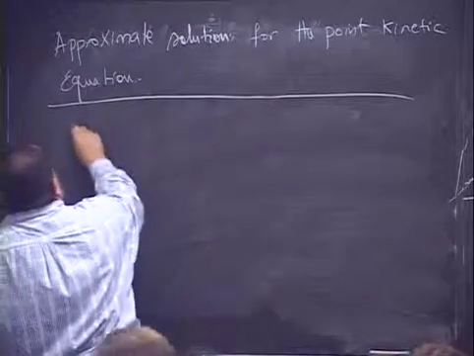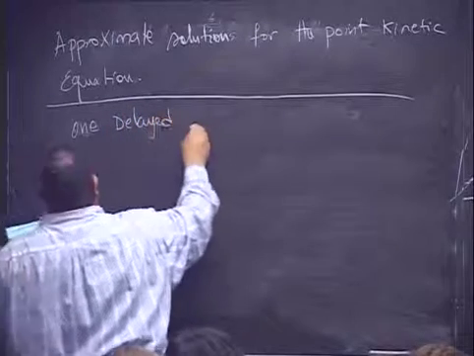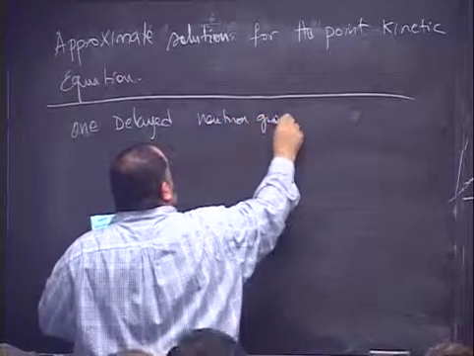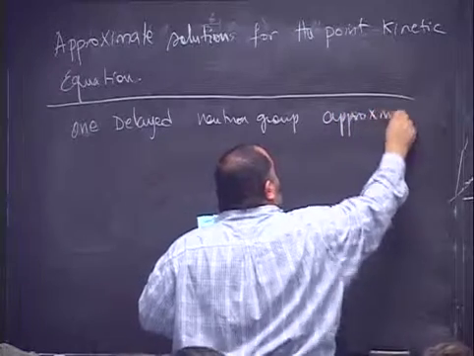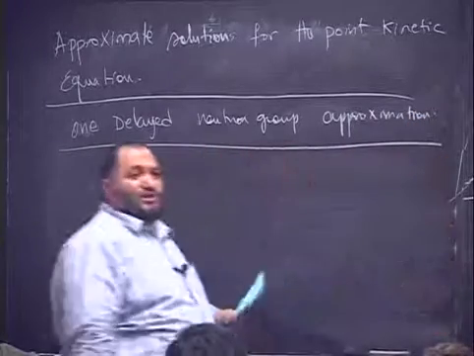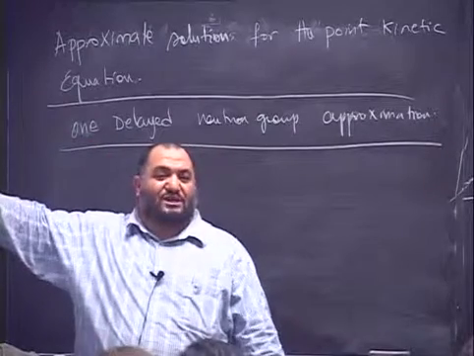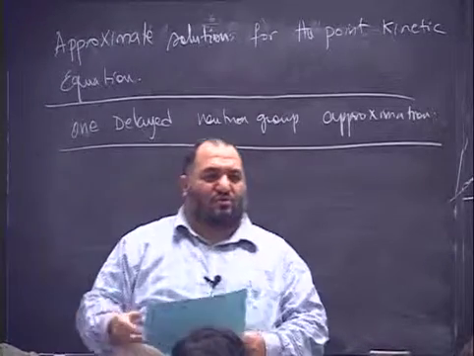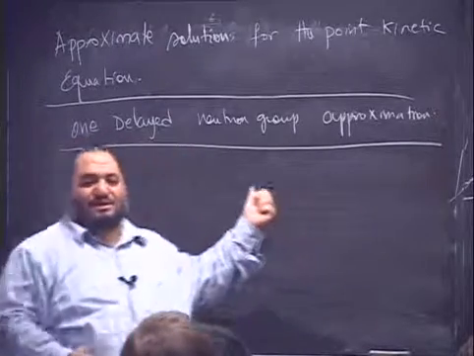One of those approximate solutions is the one delayed neutron group approximation. This is similar to the diffusion equation, where we have the one group diffusion equation. The one group diffusion equation is the equation that we have been solving for almost all the semester, which is just averaging over all energies. So it is exactly the same here.